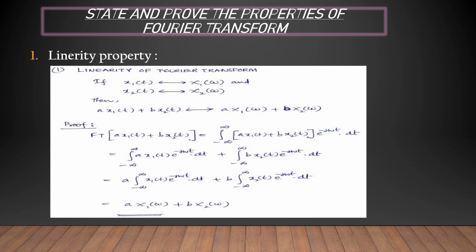The proof of the linearity property: when the Fourier transform is applied to the LHS of the equation, it will execute the integration from minus infinity to plus infinity of a into x1 of t plus b into x2 of t, whole bracket, e power minus j omega t into dt. As we know the standard equation of the Fourier transform, this equation is segregated as follows, and the final answer is given as a into X1 of omega plus b into X2 of omega. Hence, the linearity property has been proved.